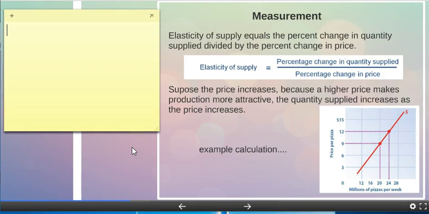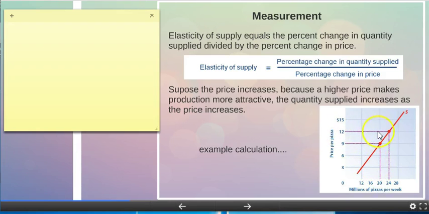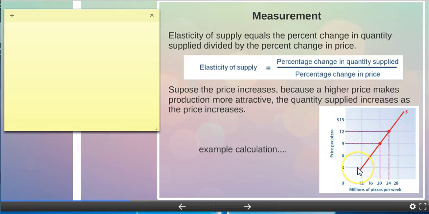All right, let's see if we can do this with a sticky note. Our example calculation. So we have a supply curve for pizza, and we've got the purple lines drawn for prices for pizza. So at $9, they supply 20 million pizzas per week, and at $12, they supply 24 million pizzas per week. So let's try to calculate our elasticity.